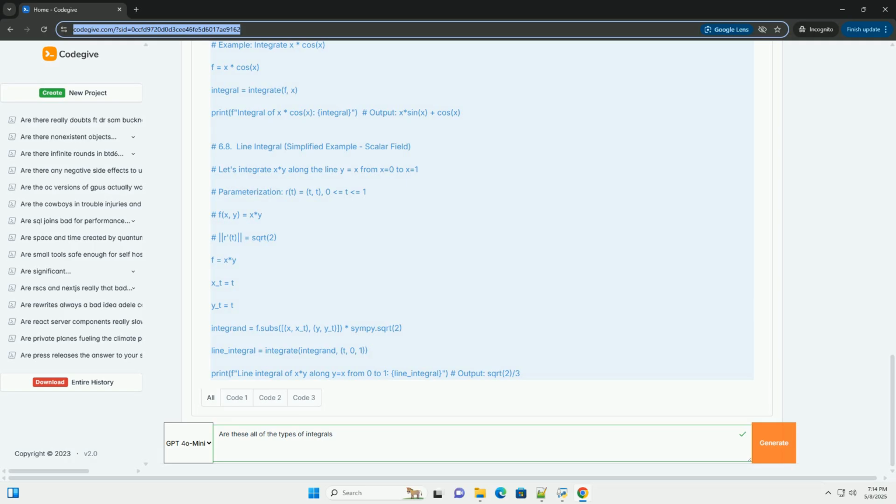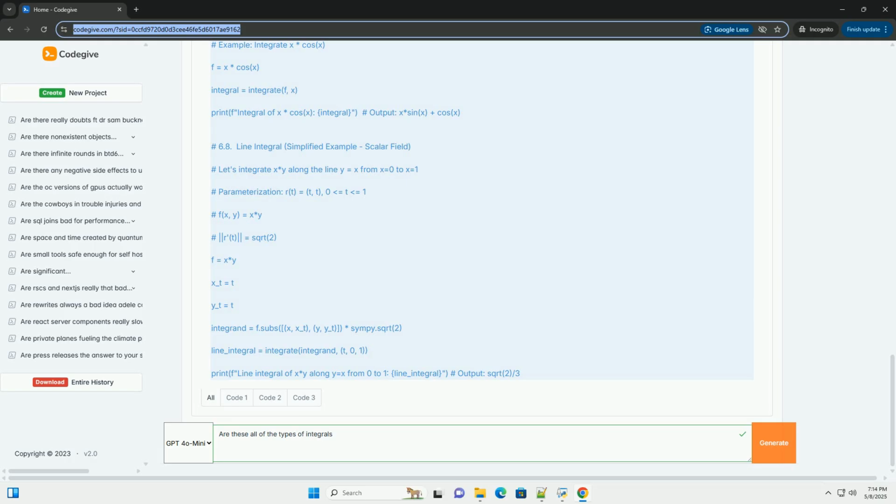4.5. Numerical integration, or quadrature. Principle: When an integral cannot be evaluated analytically, that is, finding an exact formula, numerical methods can be used to approximate the value of the integral. Trapezoidal rule: approximates the integral by dividing the area under the curve into trapezoids. Simpson's rule: approximates the integral using parabolic segments. Gaussian quadrature: uses strategically chosen points and weights to achieve higher accuracy.